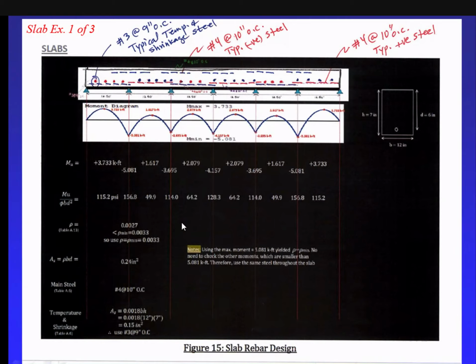All right, what else in the slab we need to do? We also need something called temperature and shrinkage. Okay, so the temperature and shrinkage, its value is to take care of any movement in the concrete due to the expansion and contraction of the steel. So let me go back and draw this again.